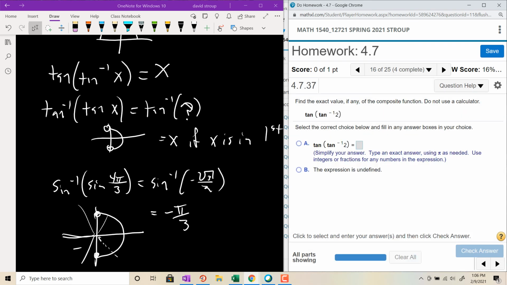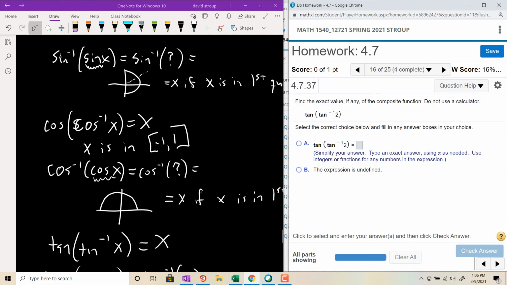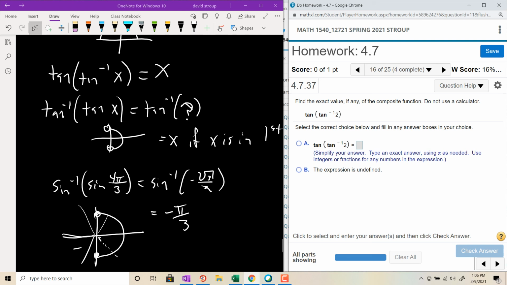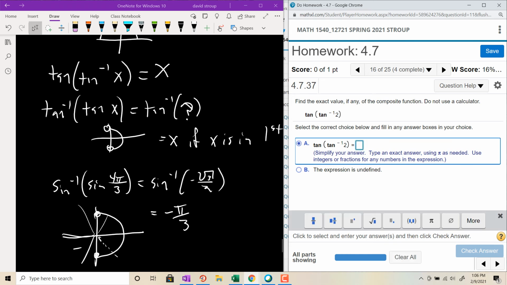Okay, next. Tan of tan inverse of 2. So where's my tan inverse? Tan of tan inverse of 2. So that should just be equal to 2.